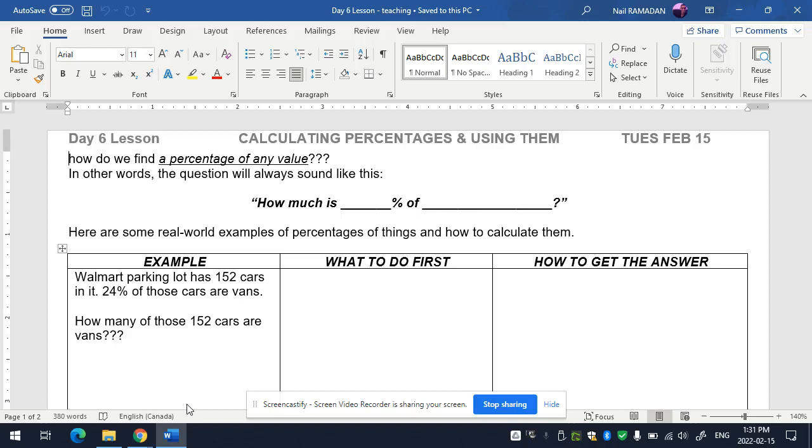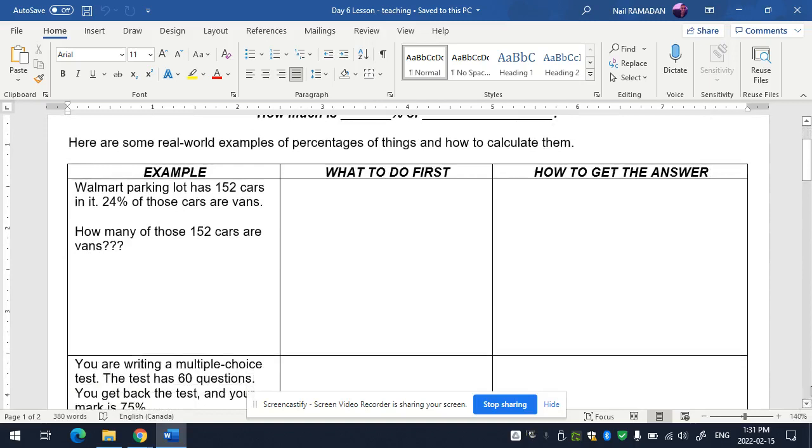The first thing, I don't care what math you ever do, whenever you see a percentage, you have to switch the percentage to a decimal. And how do you always do that? You always switch the percentage to a decimal by dividing that number by 100. So the first thing I want you to write is this. What to do first? Switch.